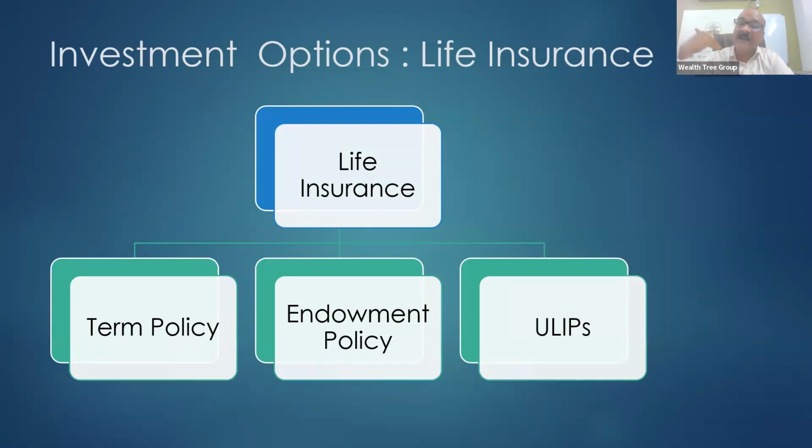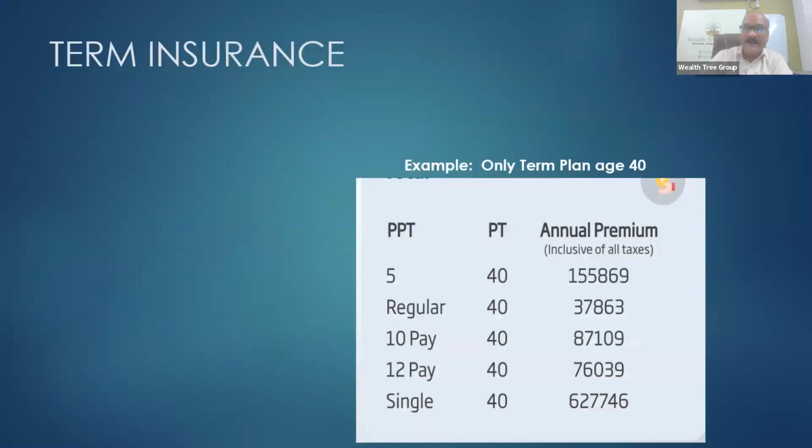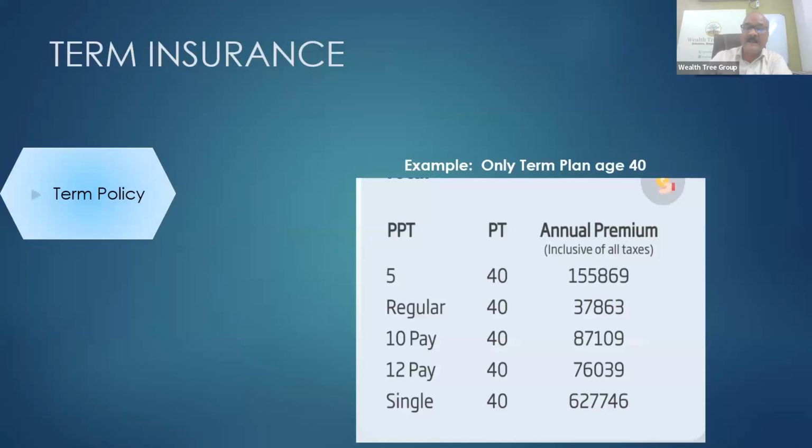Afterwards, if I have a child and I want a child plan, you can go for that. If I am interested in more returns because I want to participate in the markets, I will go for a ULIP plan. Like that, you need to plan and then invest this money in the right way. This is as far as insurance is concerned.